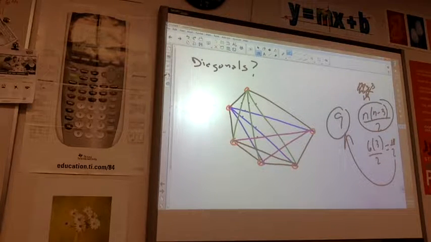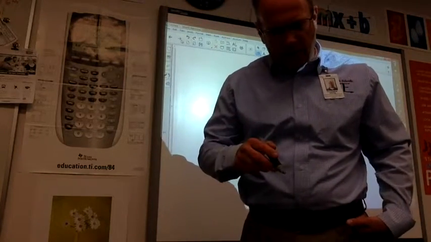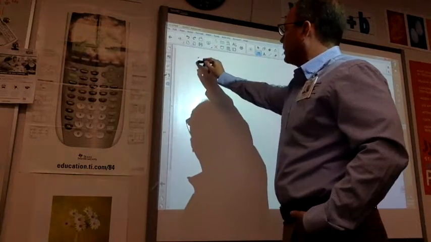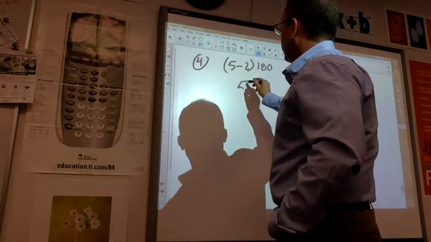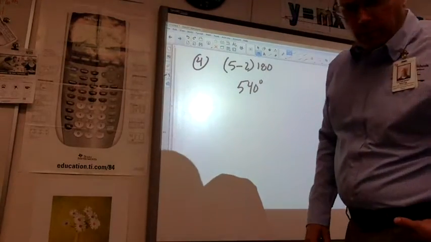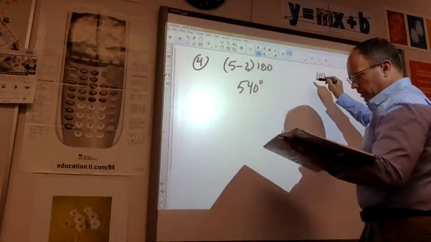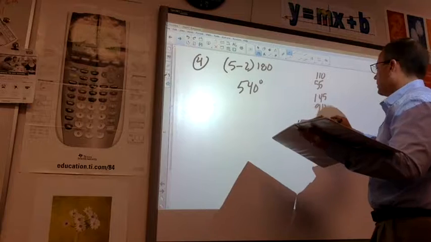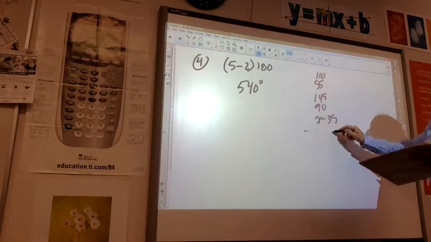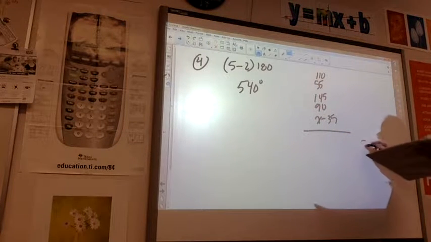Can you just remind us how to do number 4? All right, so it's 1, 2, 3, 4, 5, so it's a 5-sided object. So 5 minus 2 times 180. That should come out to 540 degrees, right? So then you have to add up all your angles. So you have 110, 55, 145, 90, and x minus 35. And if I add these all up, they have to equal 540.